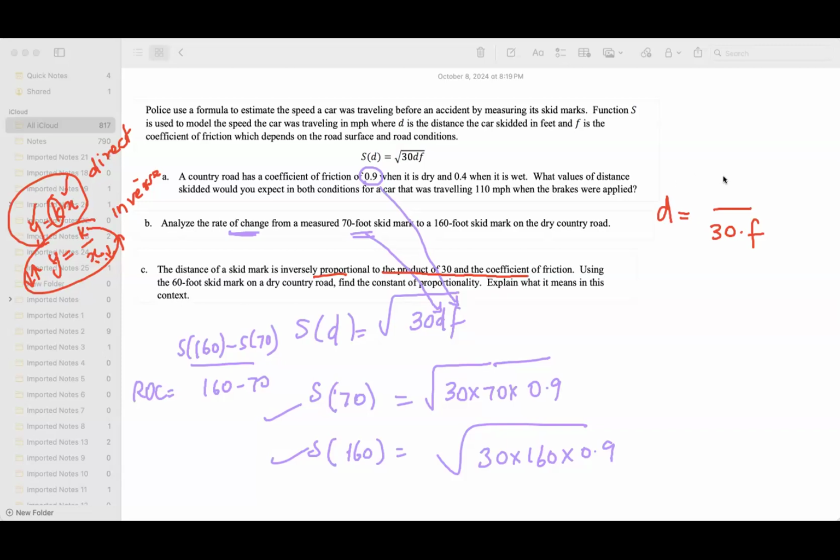Now, k is my constant of proportionality. Always k, the multiplier, times x. So both are in the numerator. Inverse variation means k is always the multiplier, but then one increases, one decreases by the same rate of k. Does it make sense? Now it's easy to do, right? They're asking you to find the constant of proportionality, 16-foot skid mark, and then dry country road, right? 30 times 0.9. So now you'll have 60 times 30 times 0.9. That's all. Clear, ma?